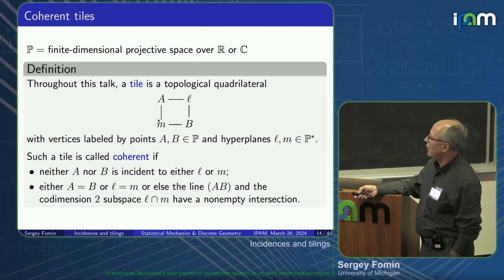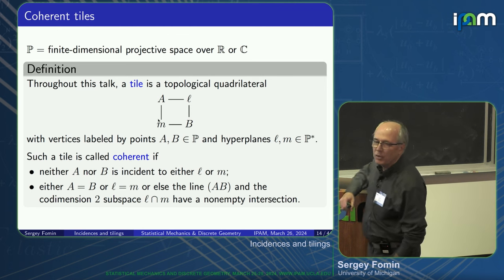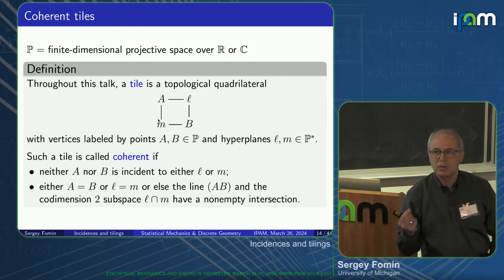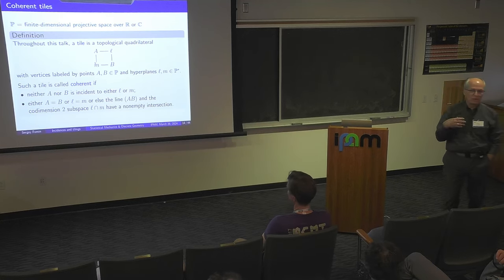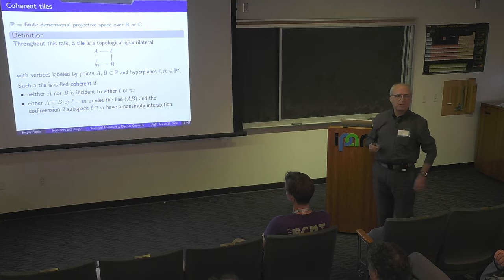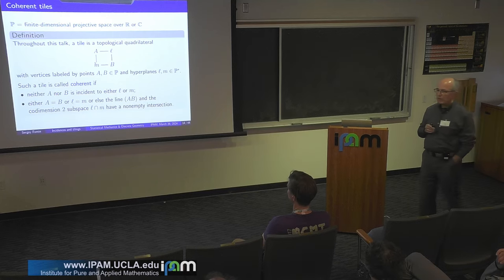And the important condition is that, unless some coincidences hold, which generically won't happen, the line that passes through these two points and the intersection of these two hyperplanes should intersect. So that intersection has codimension 2. The line has dimension 1. When you have two subvarieties whose dimensions add up to something smaller than the dimension of the ambient space, they typically won't intersect. They will miss each other. And we want them to actually meet. That's the coherence condition.